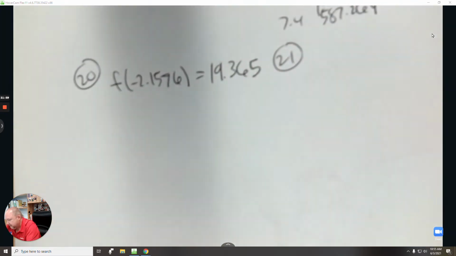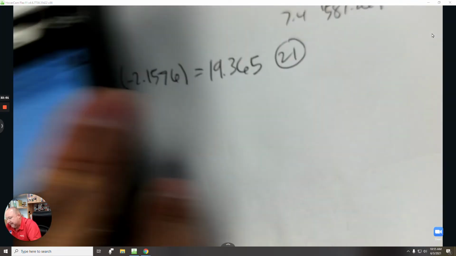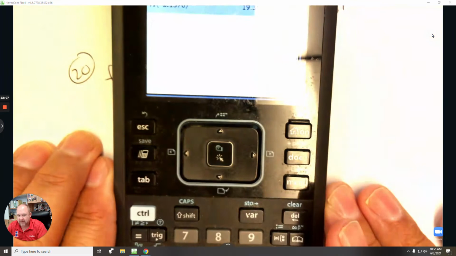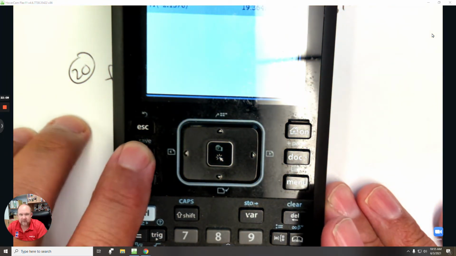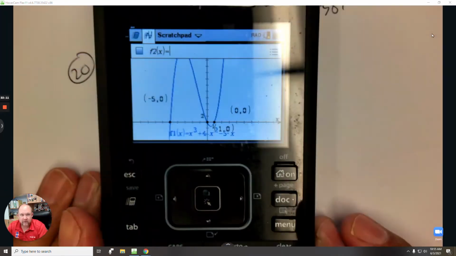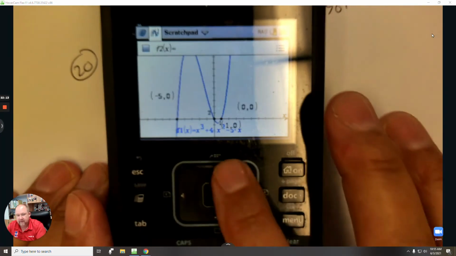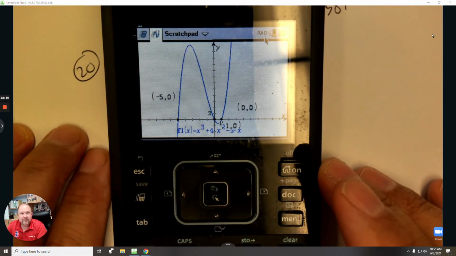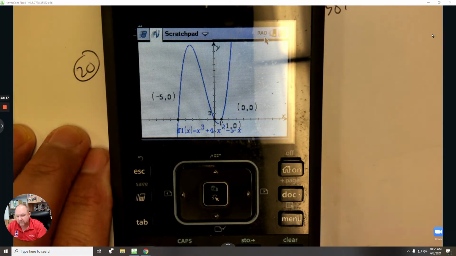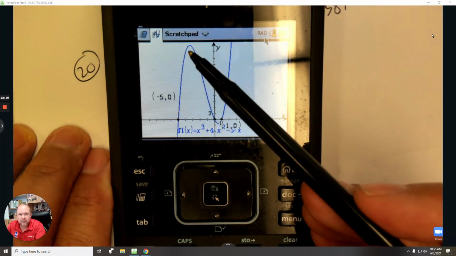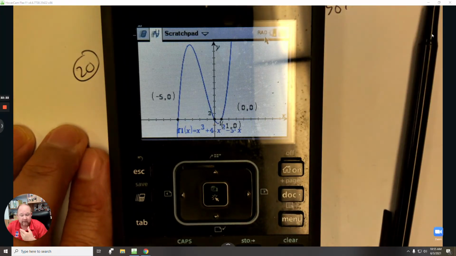Number 21 says find the x and y coordinates of the maximum and minimum points of f of x. So let's go back to the graph. Press the graph key; it's called a toggle button, so it toggles back and forth. Escape out of that. I want to find the maximum and minimum. This is the maximum way up here. What's that point using my calculator?